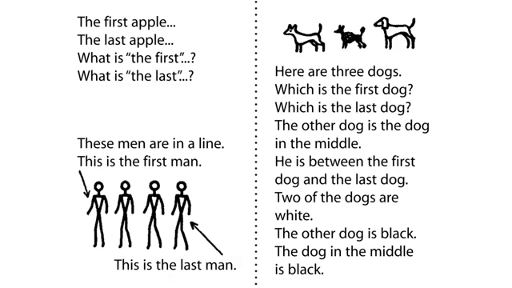Here are 3 dogs. Which is the first dog? Which is the last dog? The other dog is the dog in the middle. He is between the first dog and the last dog. 2 of the dogs are white. The other dog is black. The dog in the middle is black.